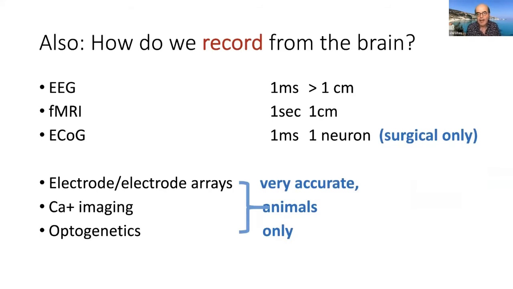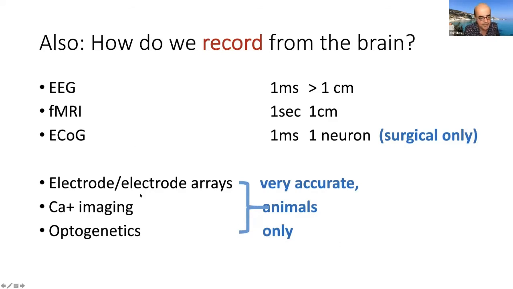Okay, how do we record from the brain? Very quick slide. There are many technologies. Some of them can be used on humans, like EEG and fMRI. fMRI, which is the most widely used, has terrible resolution, both spatial and temporal. There is this amazing technique which has great resolution, except that it can only happen to people who are bad on their luck, and they must undergo brain surgery.